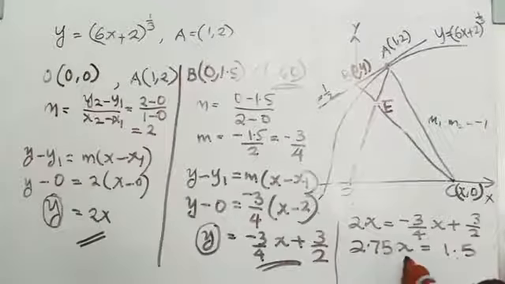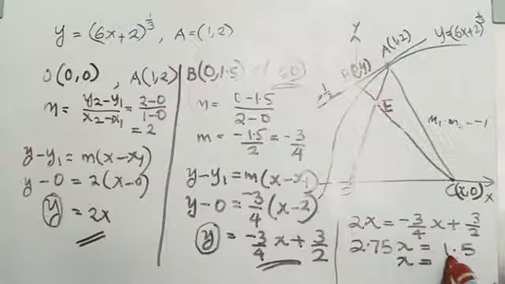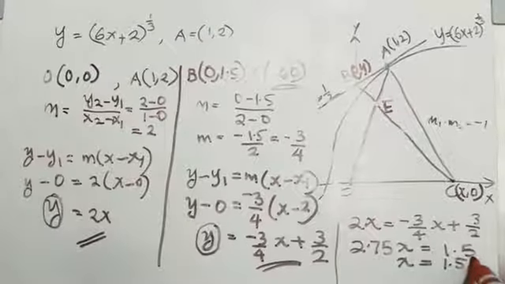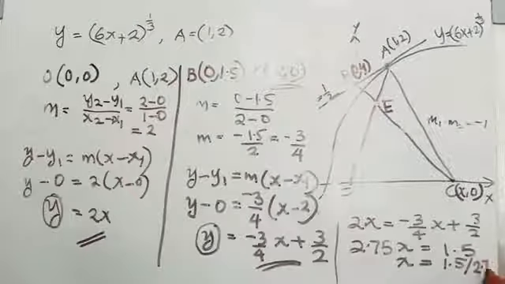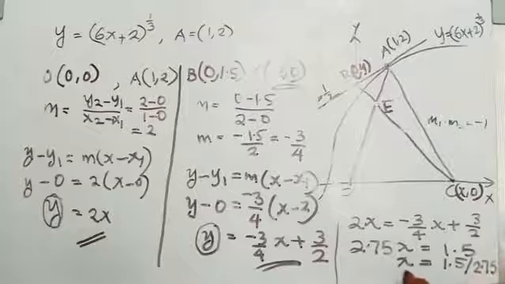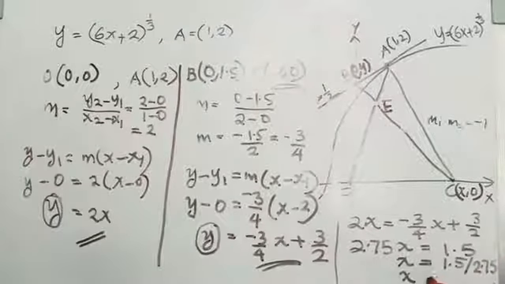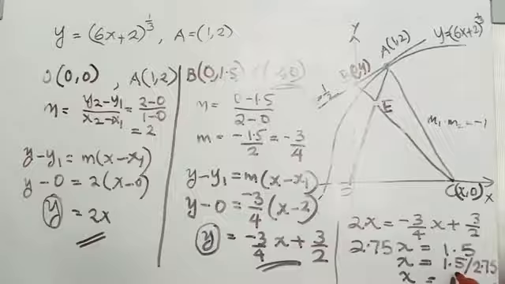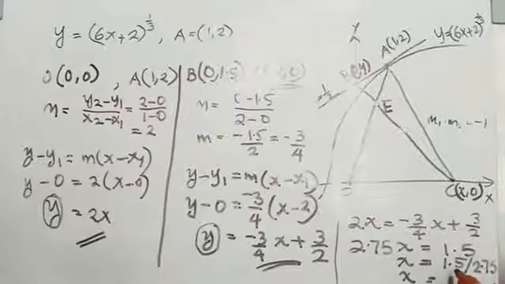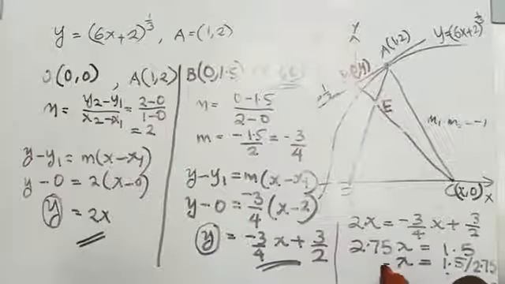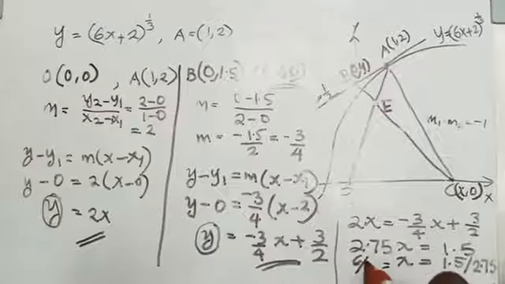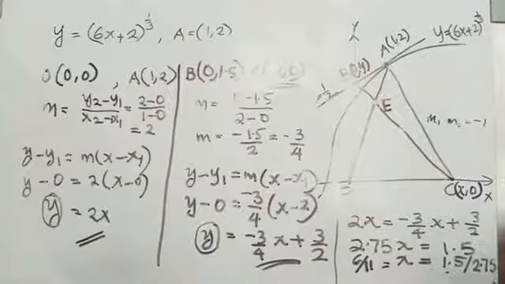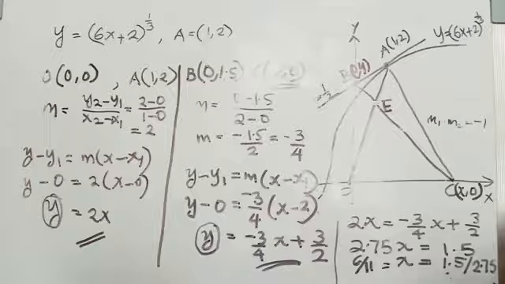So that we get x is equal to 1.5 divided by 2.75. That is x is equal to, what is 1.5 divided by 2.75? So we get this answer as 6 over 11. So the value of x is 6 by 11.